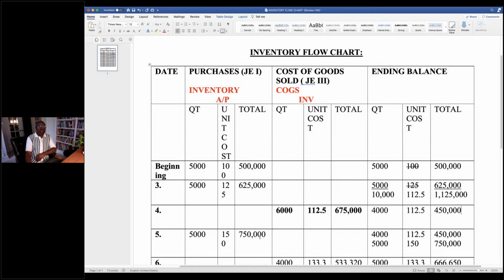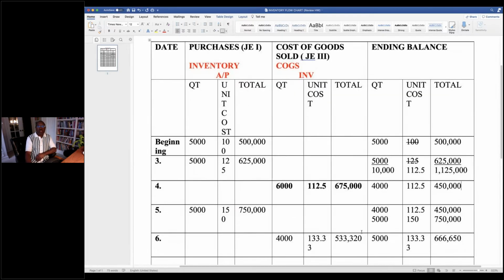At 150, so it was 750,000. So we bring the 5,000 at 150, 750 here. We got 133.33 here. How did we get that?